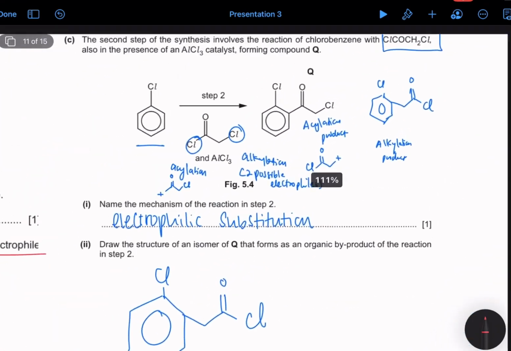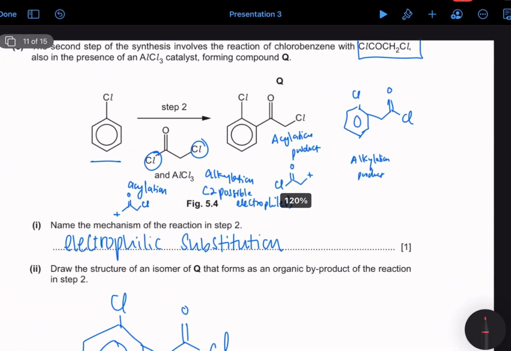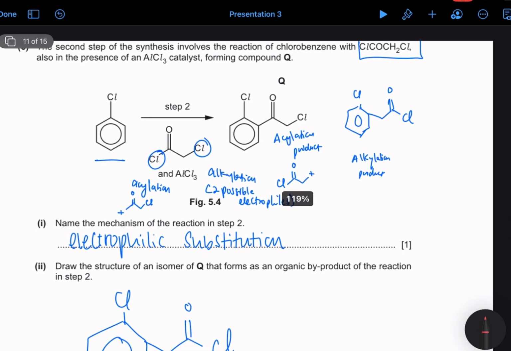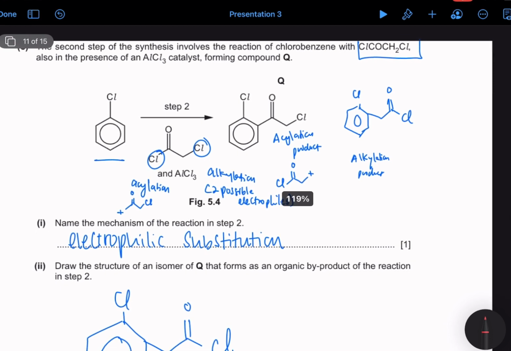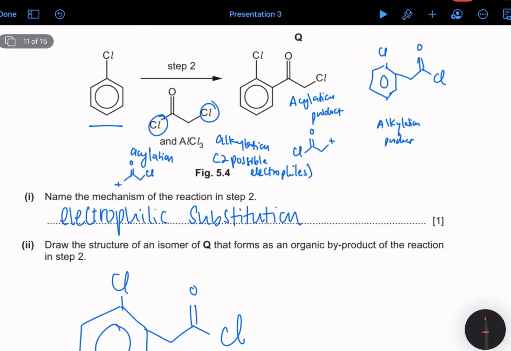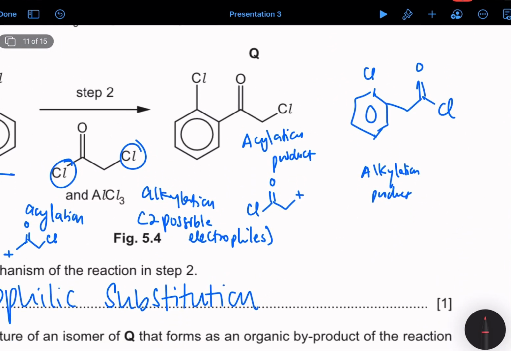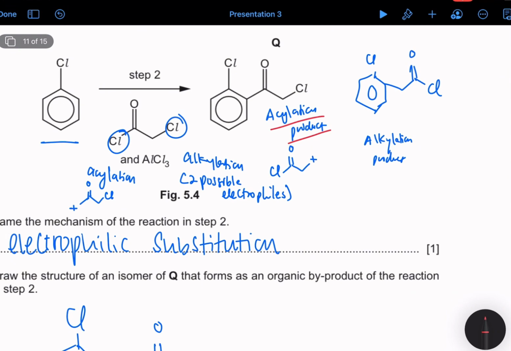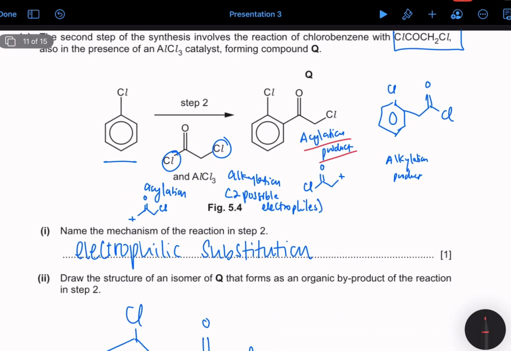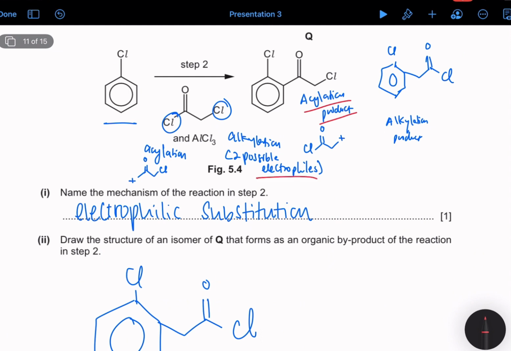Alright, for question C(i). The second step of the synthesis involves the reaction of chlorobenzene with ClCOCH2Cl, also in the presence of an AlCl3 catalyst, forming compound Q. So what exactly is compound Q? Compound Q is your acylation product. Once you add it with ClCOCH2Cl, there are 2 possible electrophiles, right? You either get your acylation product or your alkylation product.